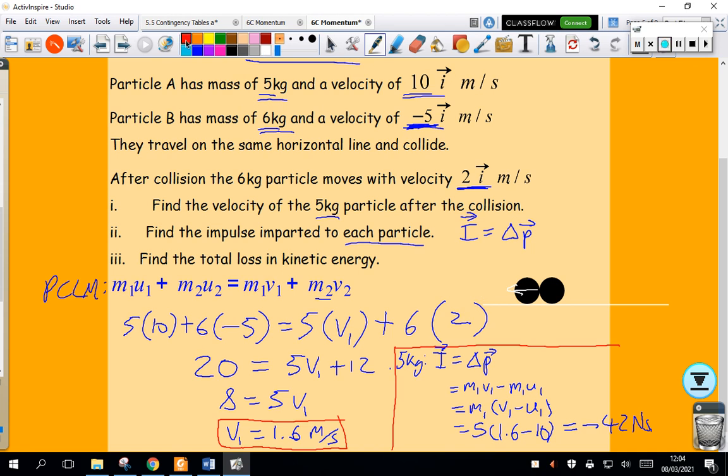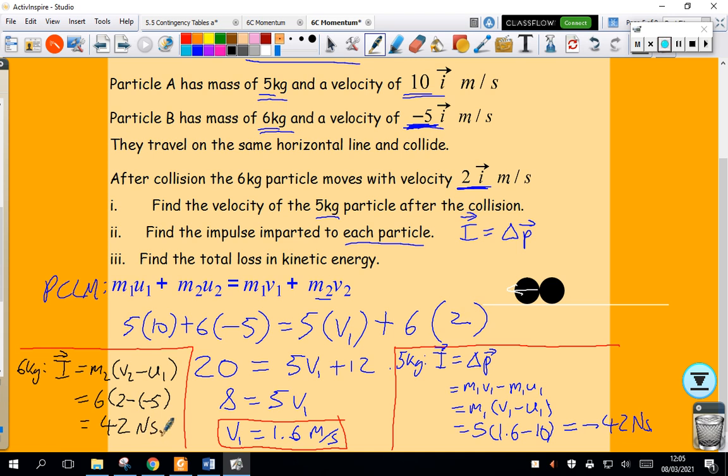Now you do the second part over here. I want to find the impulse imparted to the second particle, so the 6 kilogram particle. Again, we've said that the impulse is change in momentum, which is the mass times the difference between the final velocity and the initial velocity. The mass of the second particle is 6. The final velocity of the second particle, we said, was 2. Subtract the initial velocity, which was negative 5. So 6 times 2 subtract negative 5. That's going to be a positive 42 Newton seconds.